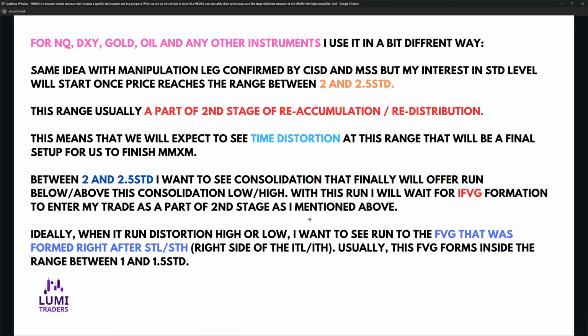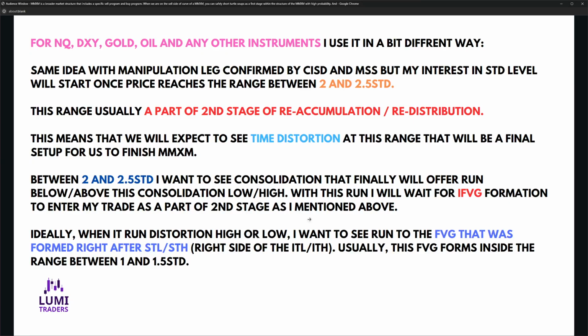For NQ, DXY, gold, or any other instruments, I use it in a bit different way. Same idea with manipulation, confirmed by the higher time frame level, change in the state of delivery, market structure shift. But my interest in standard deviation levels will start only once price reaches the range between 2 and 2.5 standard deviation. This range usually is a part of the second stage of reaccumulation or redistribution. This means that we will expect to see time distortion at this range between 2 and 2.5 standard deviation and the final setup to finish the market maker model.